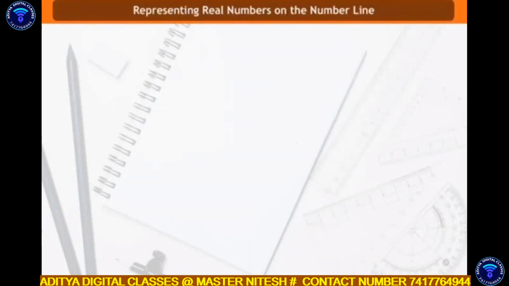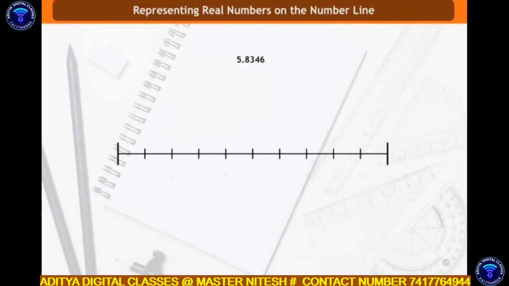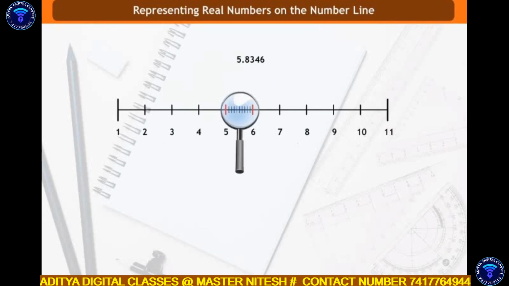Representing real numbers on the number line. Look at this number, 5.8346. How can we represent it on the number line? Let's see. 5.8346 lies between 5 and 6. If we want accurate visualization, we need to divide it into 10 equal parts between 5 and 6. And let us magnify there.